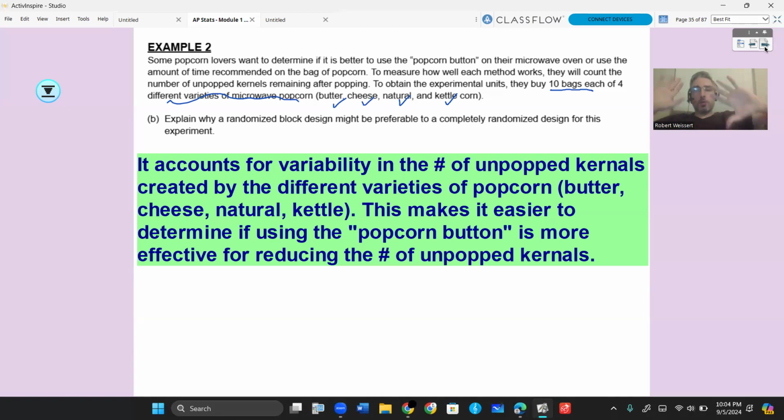If you randomly assign 20 to the popcorn button and the other 20 to the time, then it is possible that you have a majority of one group that might only have butter and cheese, and maybe those produce more kernels than the natural kettle, or vice versa. So we want to make sure we separate them so that we can measure within each one.